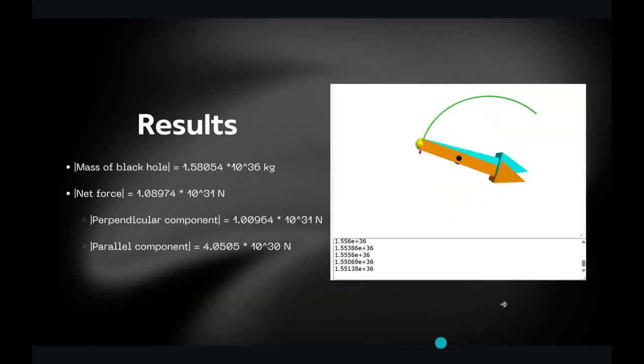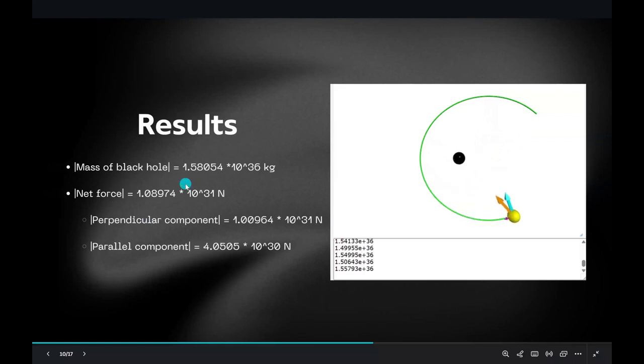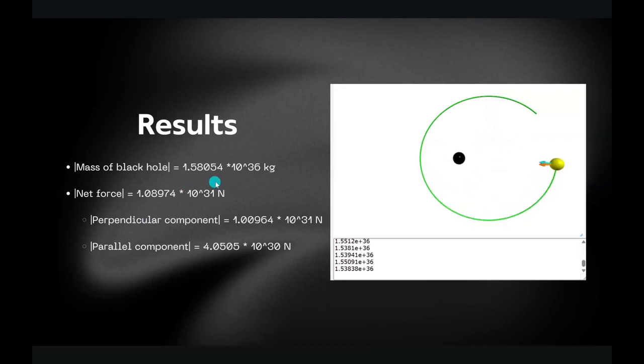So our results here indicate that the mass of the black hole was 1.580054 times 10 to the 36 power kilograms. We can also calculate the net force and then divide it into the perpendicular and parallel components.